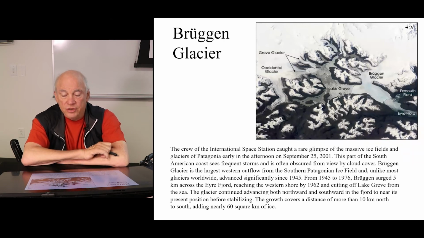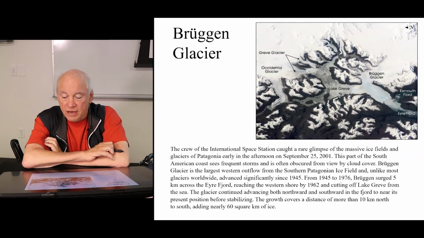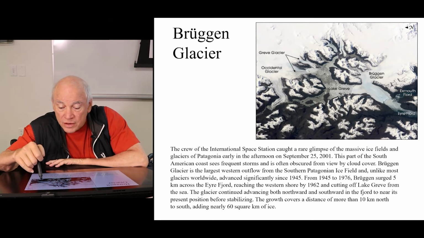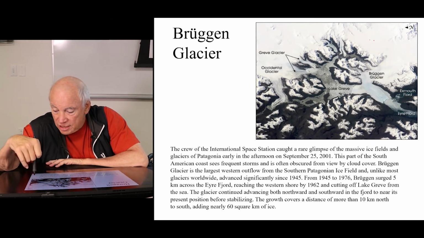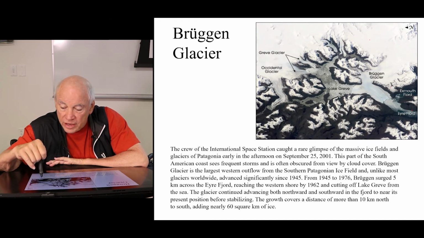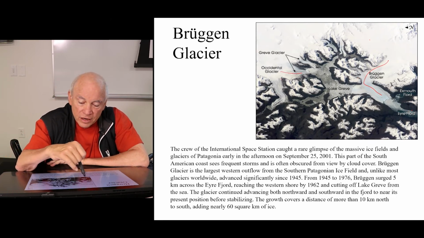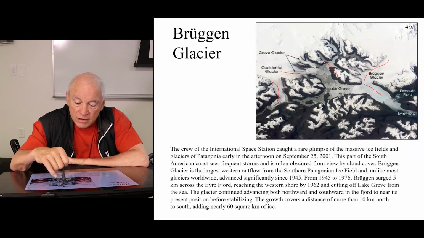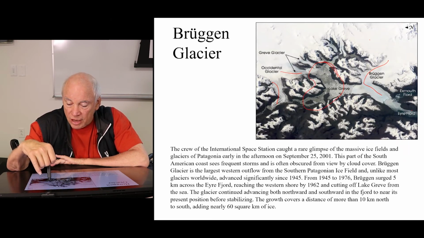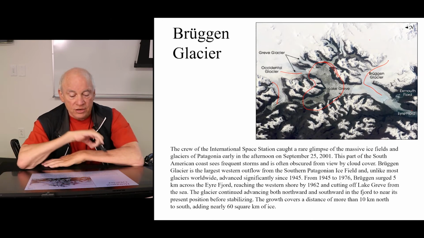Now, Bruggen Glacier is the largest one of the outlet glaciers in the southern Patagonian ice field. So here you can see the ice sheet, and here you can see the ocean. This is Illrampu Fjord, and basically it's coming out here, coming here, coming here. This is actually sort of a lake that's blocked off from the sea by this glacier.